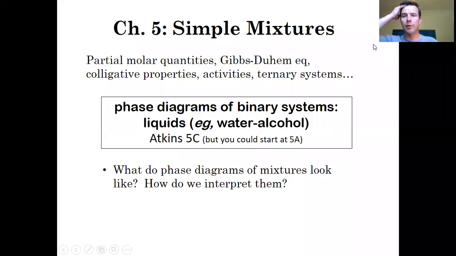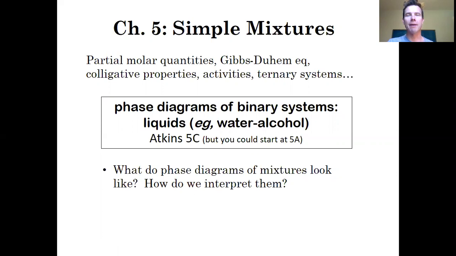All right, we're continuing on with our discussion of phase diagrams, and we're moving into chapter 5. Chapter 5 is called Simple Mixtures. We're no longer going to talk about pure substances, but mixtures of things. And it's a pretty complicated topic. There's lots of stuff in chapter 5: partial molar quantities, Gibbs-Duhem, colligative properties, activities.